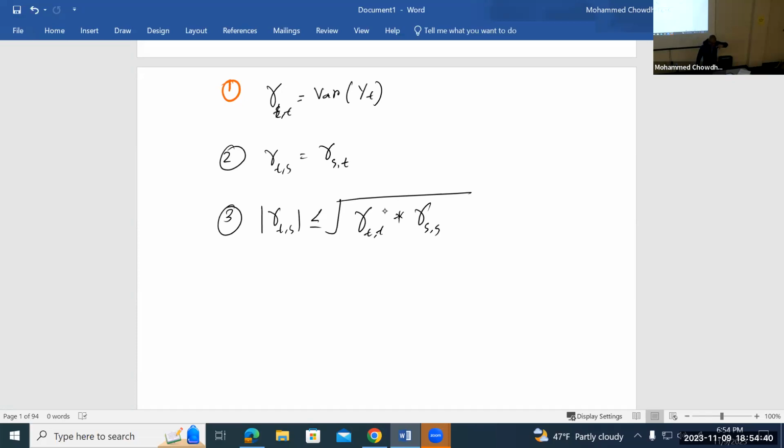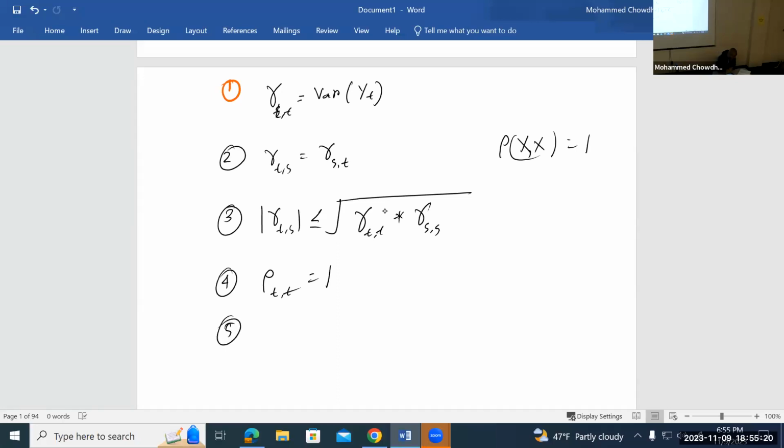If for two different time points t and s a covariance is found, that covariance cannot exceed the square root of the variances of those time points of the series. That is the point. At the same time, for the same variable, the correlation coefficient is equal to 1. For example, x and x, their correlation is always 1. The same variable's correlation is always 1.